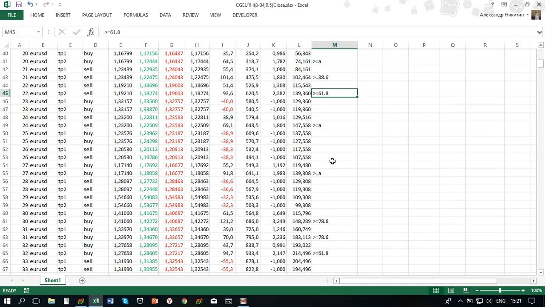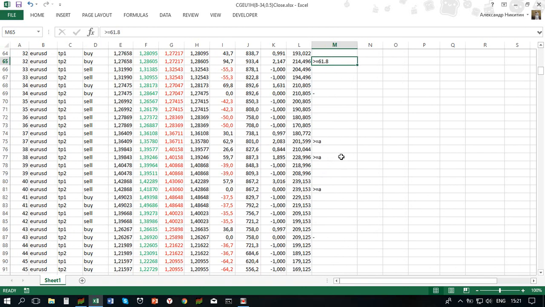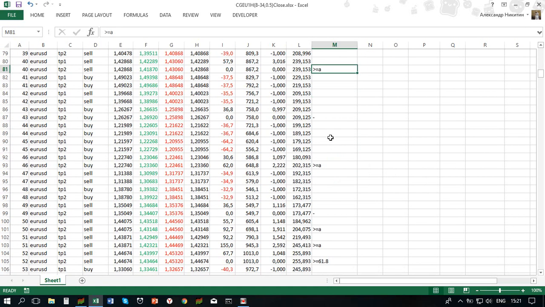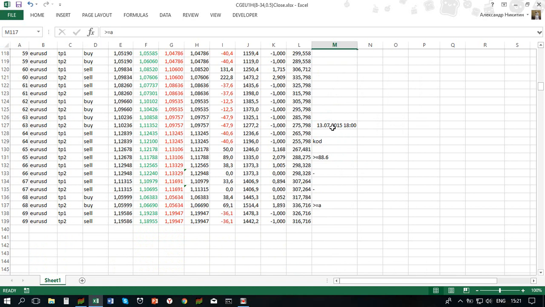So we only have 2 trades that actually hit 618. A, 786, 786, 618, 3 trades. So A, you can see that A, 618, 4 trades. A, 86, A, okay, 13, 886, A.